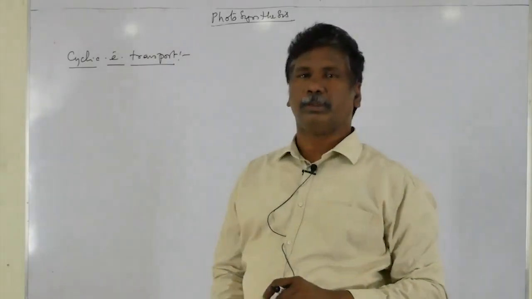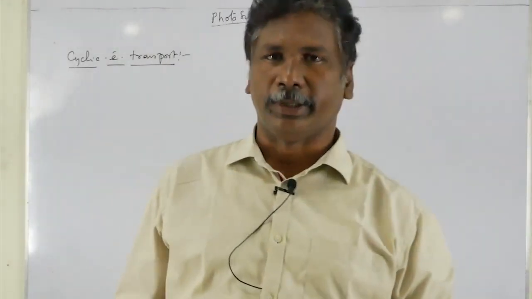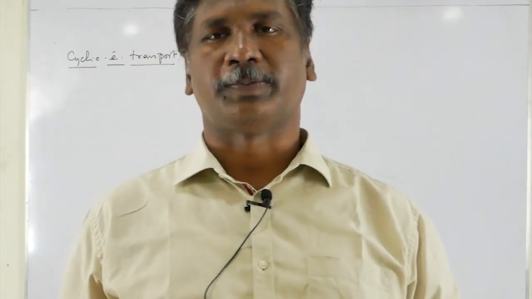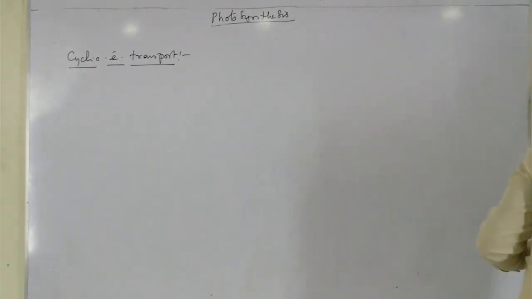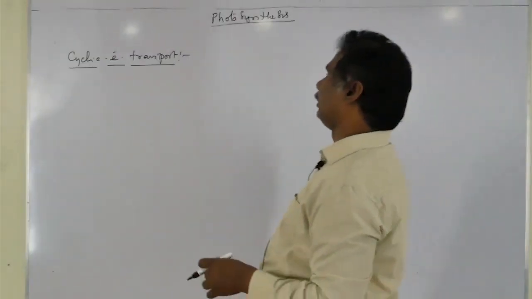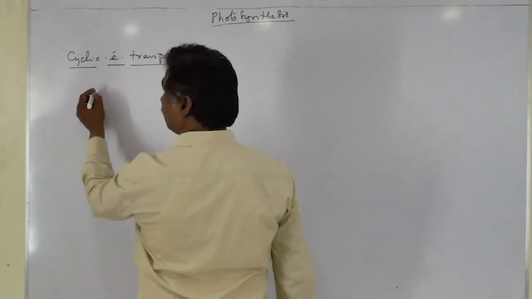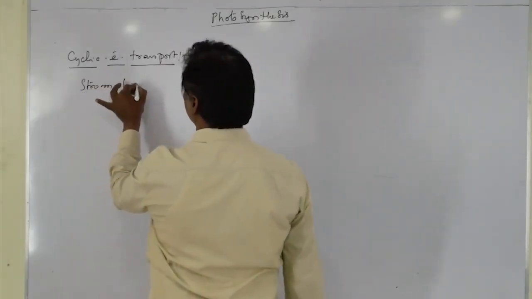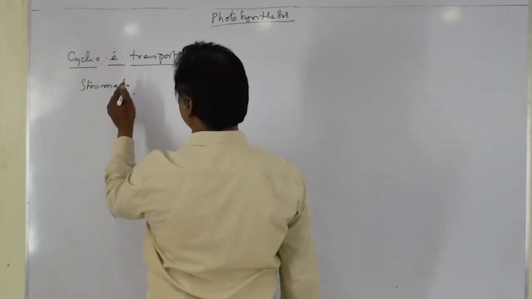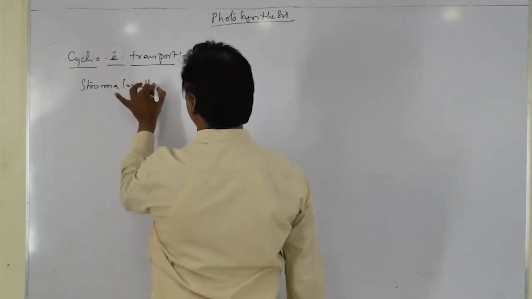We have already completed non-cyclic electron transport. Now we are going to the cyclic electron transport. So what are the main important salient features of the cyclic electron transport? This cyclic electron transport takes place within the stroma lamellae.